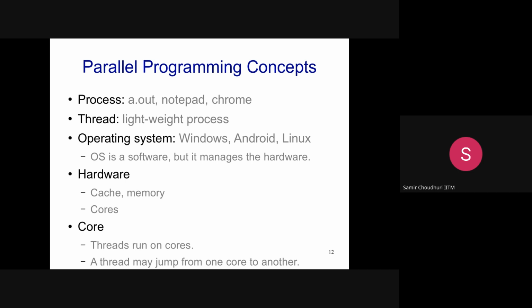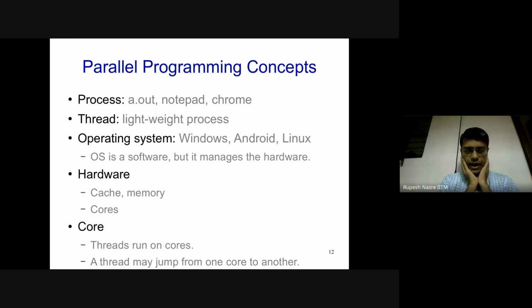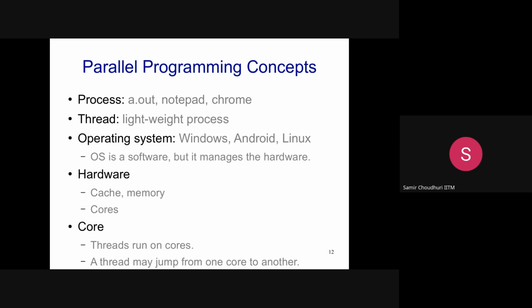Just one question. I'm a bit confused about thread and core. Can you explain the thread and core? Thread and core, you're saying? Yeah, number of cores and number of threads. Can you explain these terms, thread and core?